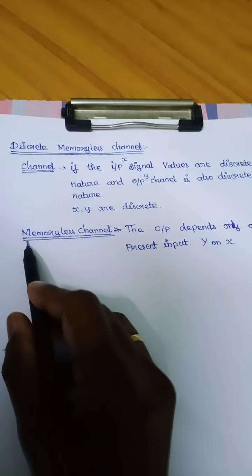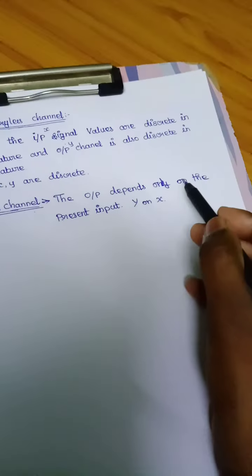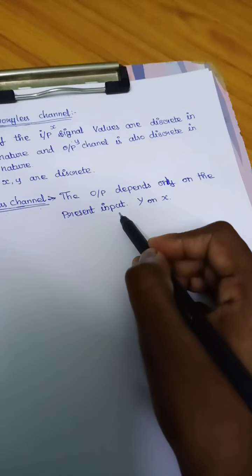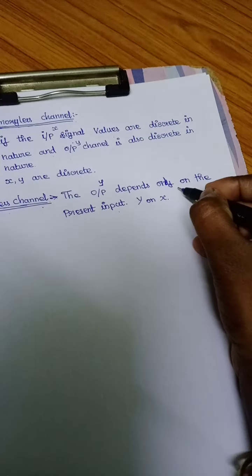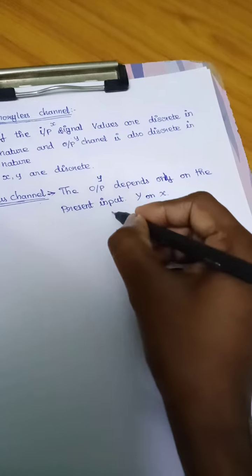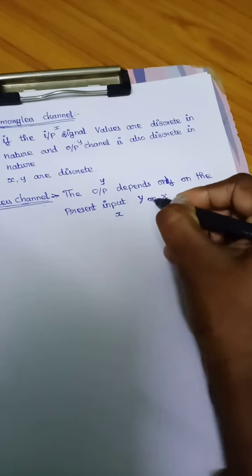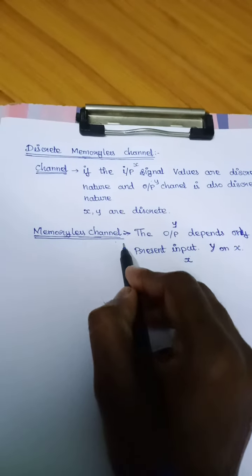Next, what is a memoryless channel? The output depends only on the present input. So the output Y depends only on the present input, that is X. So Y on X. This is a memoryless channel.